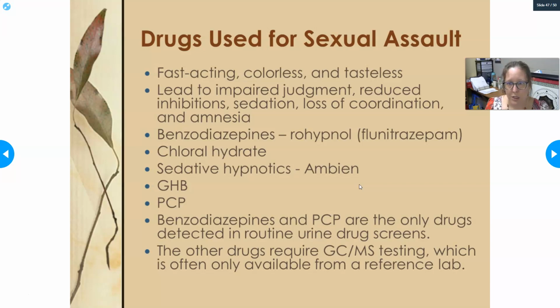These drugs lead to impaired judgment, reduced inhibition, sedation, loss of coordination, and amnesia. Forget what's happened to them. There are several types. There are some benzodiazepines like Rohypnol, which is flunitrazepam. There are chloral hydrates. There are sedative hypnotics like Ambien, GHB, PCP. Benzodiazepines and PCP are going to be the only two that will be detected in a routine drug screen. The other ones like GHB, the chloral hydrates, and the Ambien, sedative hypnotics, may require specific testing that is only available in a reference lab.